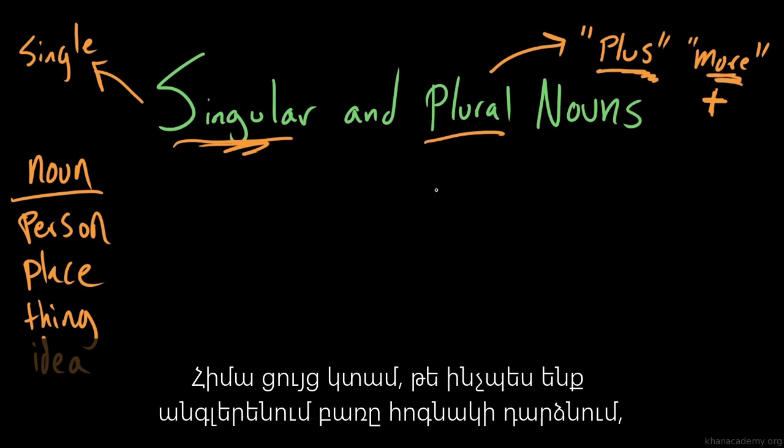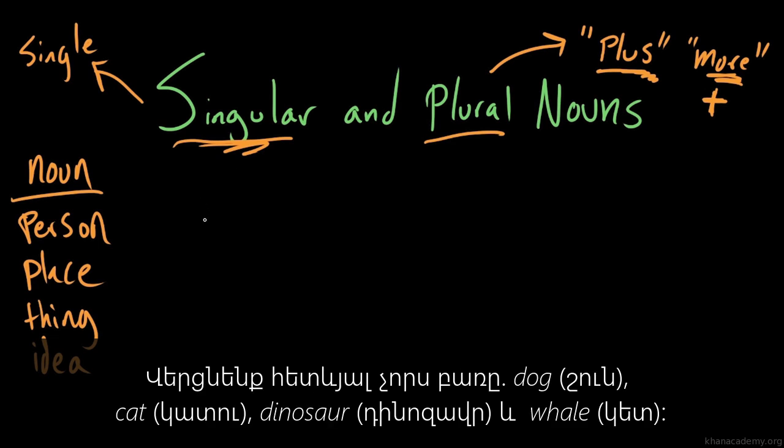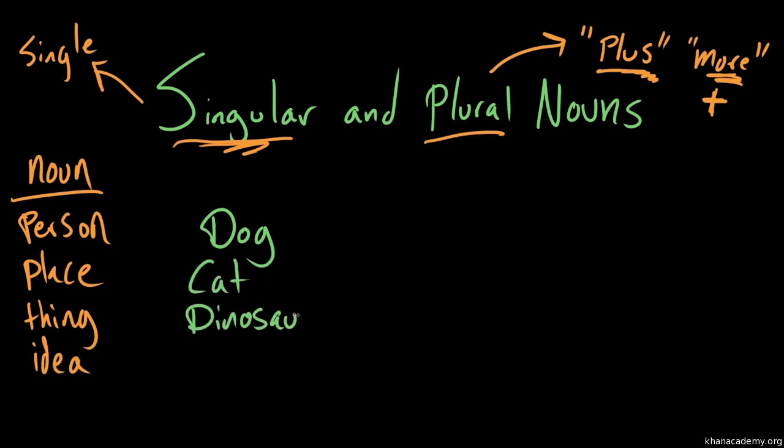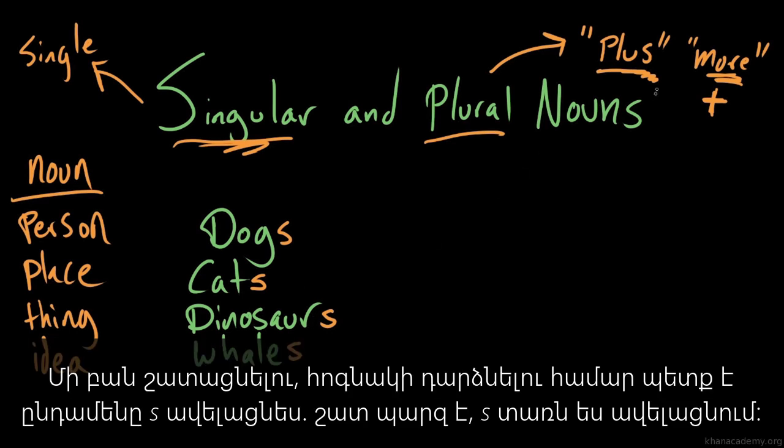There's more. So, let's go through it. Let's do some examples. And I'll show you how you make the plural in English. How to indicate, using your language, that there is more of one thing. So let's just throw out a couple of words. We got dog, cat, dinosaur, and whale. And all you need to do to make it plural is very simple. You just take an S and you add it onto the end like so. Dogs, cats, dinosaurs, whales.